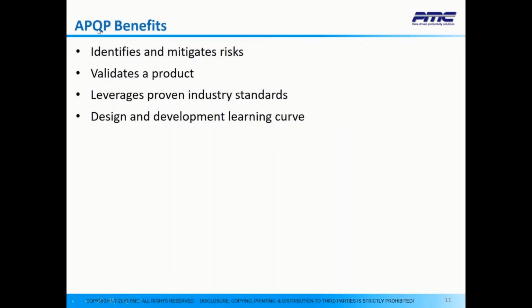Some of the benefits of APQP: APQP identifies and mitigates major design and production risks early in the process. It validates that a product fulfills the design requirements and the production system is capable of producing conforming product at rate. It leverages proven industry standards for use in the development process and throughout the supply chain. And finally, it documents and retains the organizational knowledge to accelerate the design and development learning curve. APQP proactively mitigates and validates designs are producible at rate.